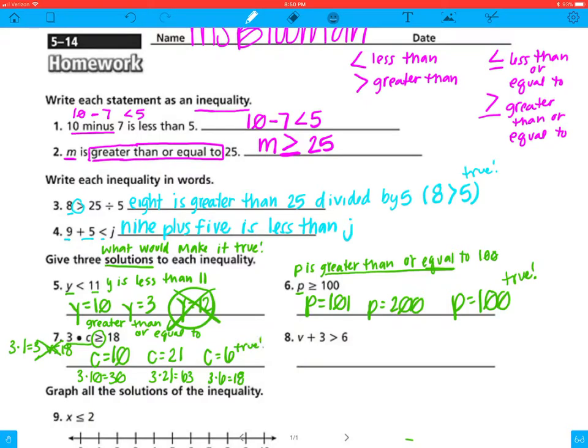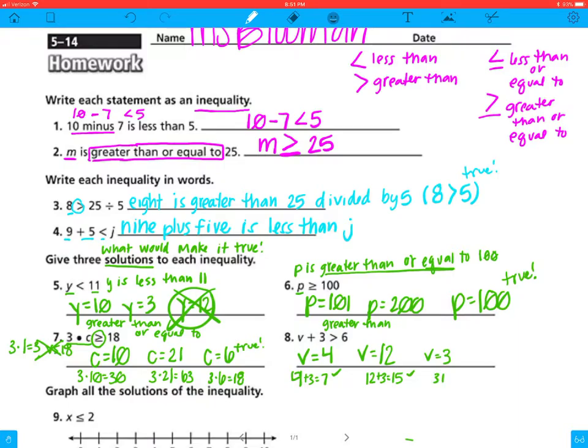We like that answer. And number 8, it is v plus 3 is greater than 6. So it's something plus 3 is going to give me a number that's greater than 6. So v can be equal to 4, because 4 plus 3 is 7. That's absolutely true. v can be equal to 12. 12 plus 3 is 15, and that's greater than 6. Okay, I mean, I could rock that.